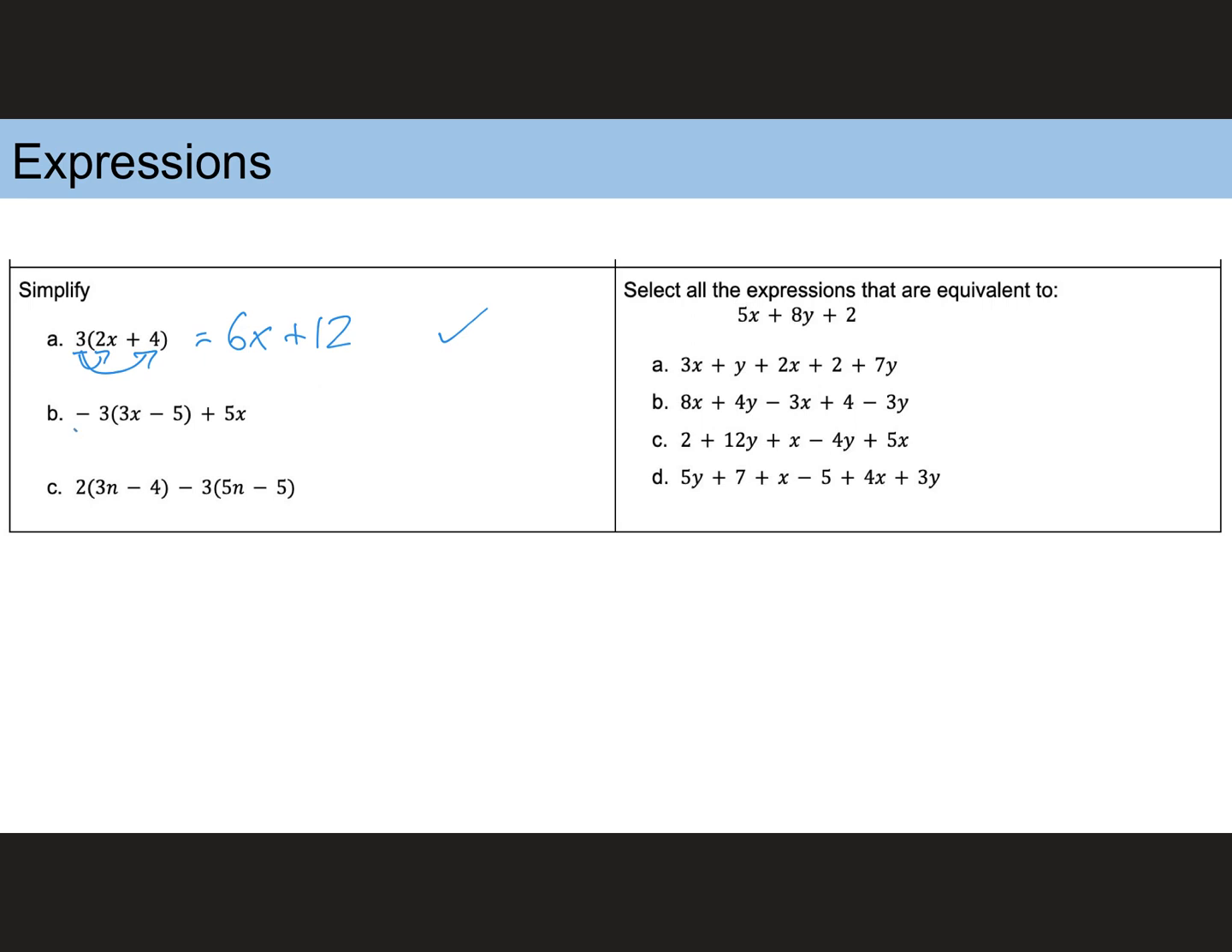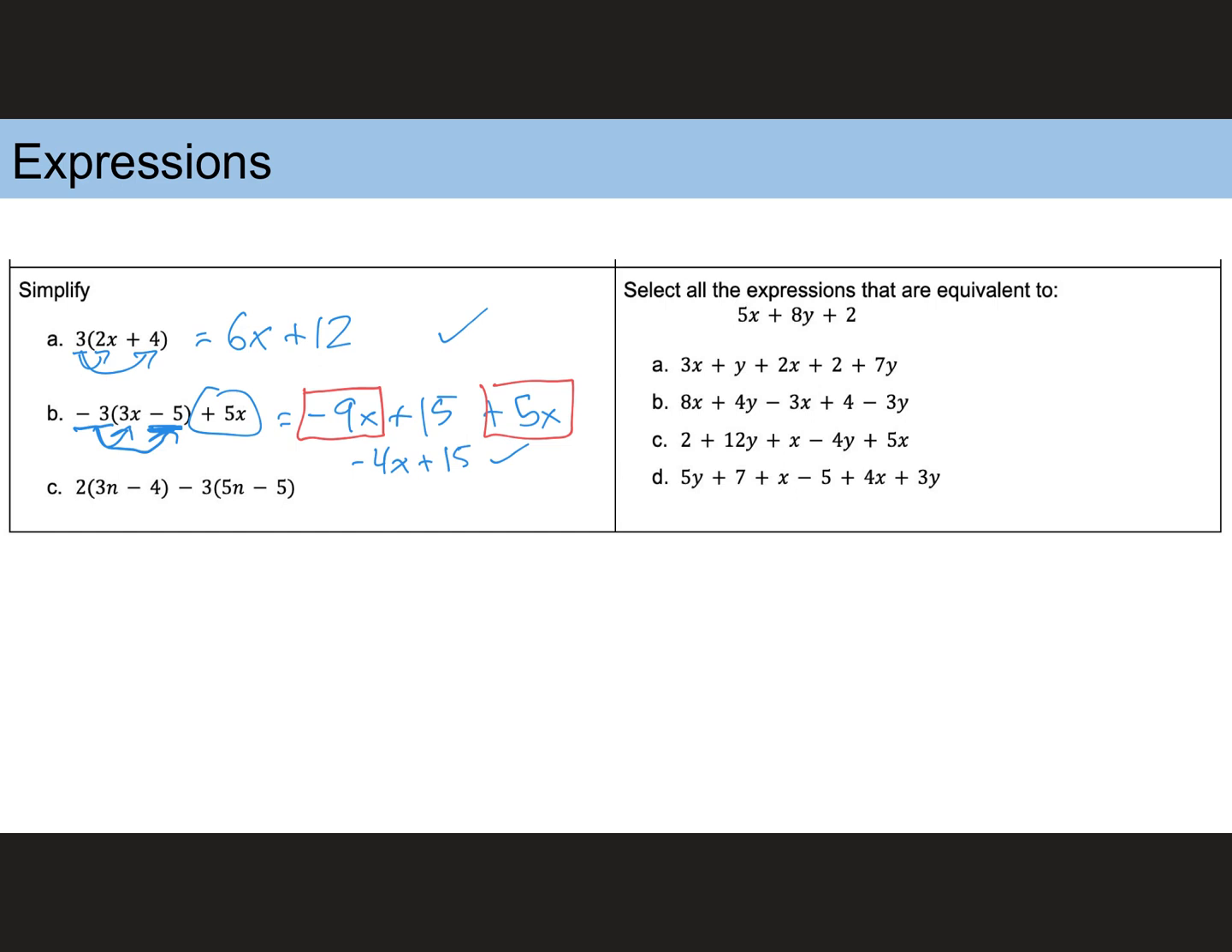For the next one, negative 3 times 3x equals a negative 9x, and negative 3 times a negative 5. Do not forget that sign in front. This is a negative times a negative is a positive. And then at the end, I'm going to add these 5 x's. So I'm not done yet. I need to think about combining these terms, negative 9x plus 5x. Negative 9 plus 5 is a negative 4. So I have negative 4 x's plus 15. Done.